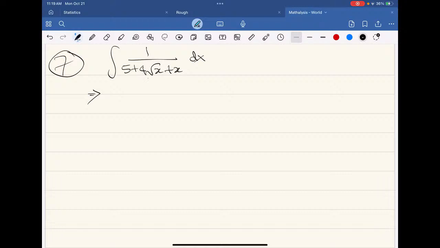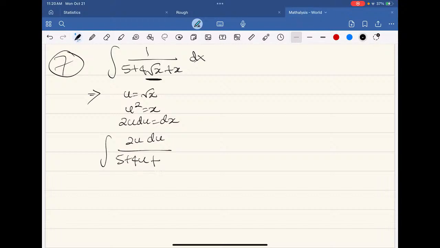Okay, now let's see how to solve this one. Since there is a root x over here, we will try to make a substitution with root x. Because while solving integrals, most of the time our only goal is to simplify it so that we can use some formulas to find the integrals. So always, first of all, try to simplify the expression. That's what I'm going to do here. Now u^2 is equal to x, right? So 2u du is equal to dx. And so the integral of dx is just 2u du by 5 plus 4u plus, now x is u^2.